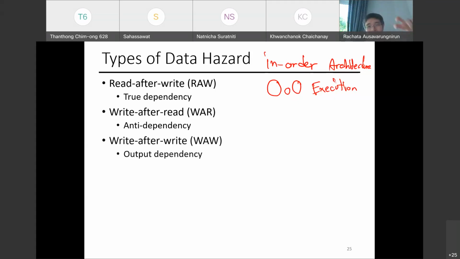There's also write after write. This again can happen in out-of-order execution. You have instruction 1 do a write, and instruction 10 do a write. But you somehow schedule instruction 10 before 1, so you write instruction 10, then you write instruction 1, which is a wrong order. So you need to make sure you preserve that.